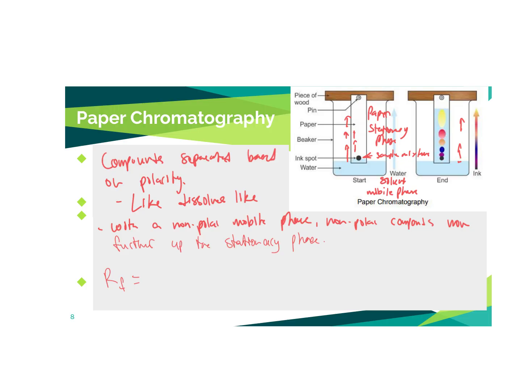So RF is the distance traveled by your spot, typically in centimeters, although it doesn't really matter too much, divided by the distance traveled by your mobile phase.